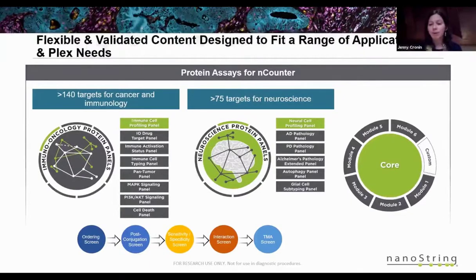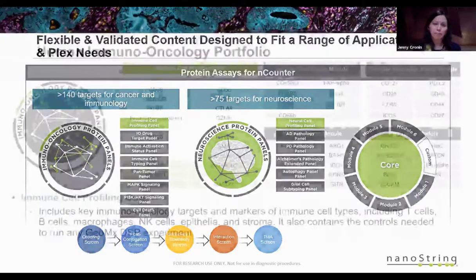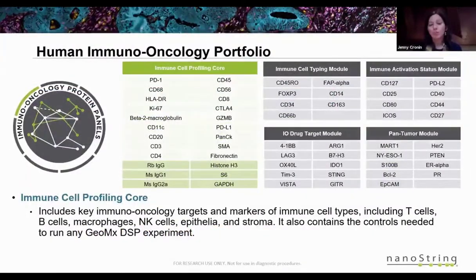Now I'd like to look in a little more detail at the IO content. For our human immuno-oncology portfolio, again, we have that core. It's here in the green table. And the core is one of our broad panels. It includes key immuno-oncology targets and markers of immune cells, including T cells, B cells, and macrophages. On the right-hand side of the slide, you'll see 4 of our 7 total modules. We'll go through the next 3 in a moment. Of these 4 modules, again, they're all approximately 10 plex.